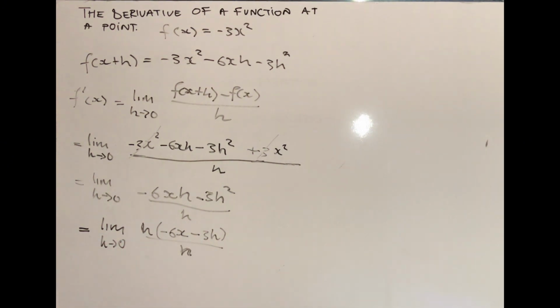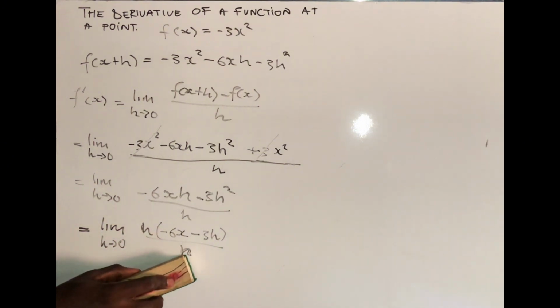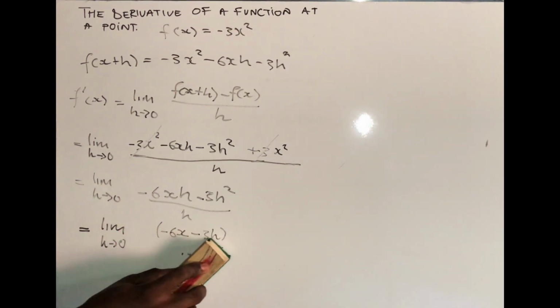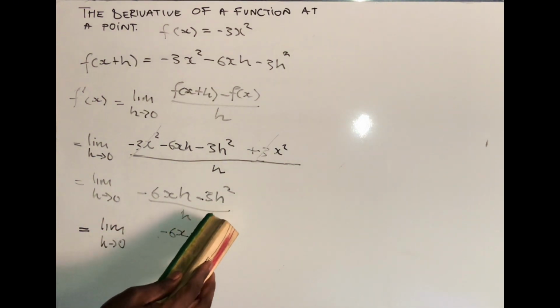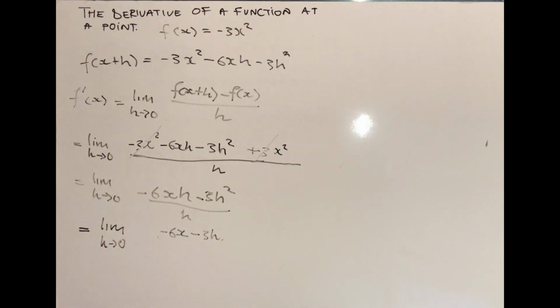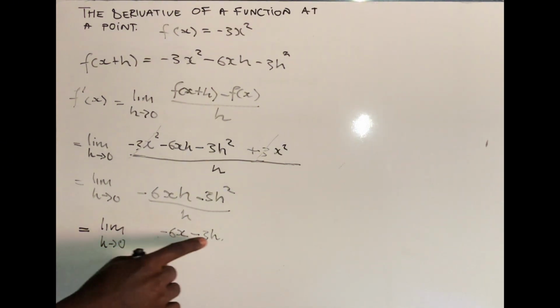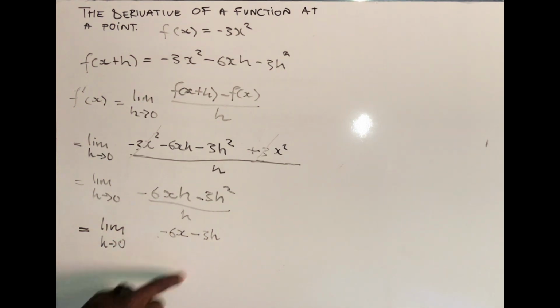I hope you can see that. And then now, what you do, you cancel out the h. This h, you cancel out this h. And then this is what you'll be left with: negative 6x minus 3h. But you're saying as h approaches 0, therefore you put 0 where there's h. Now you can drop the limit.